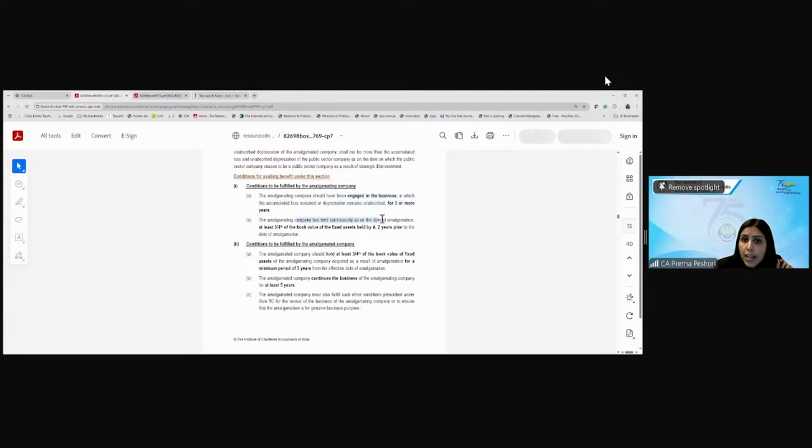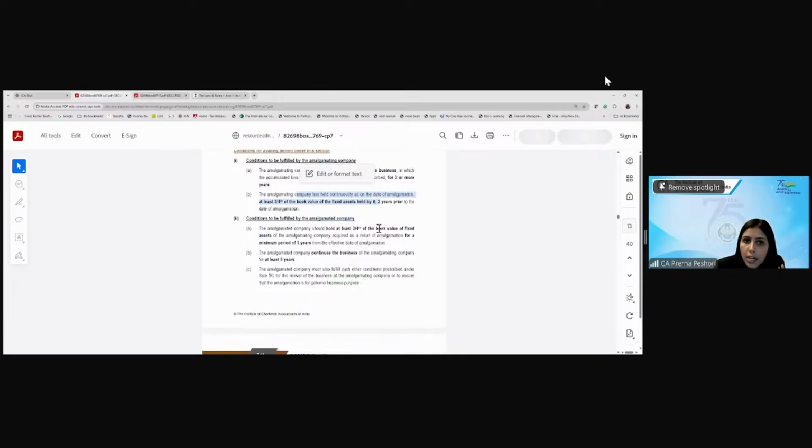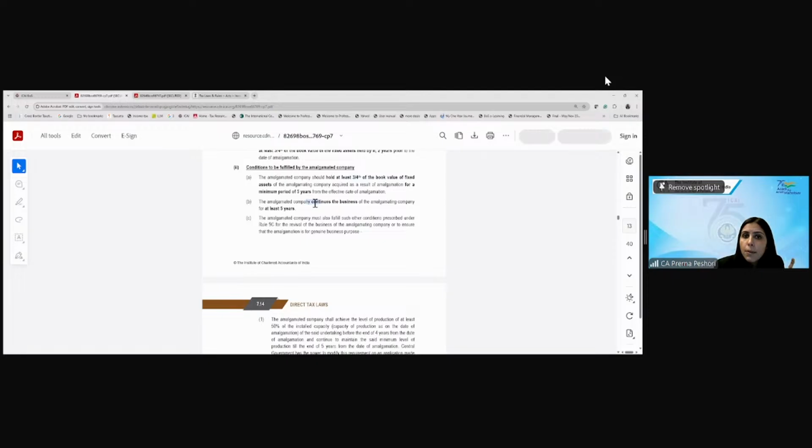Amalgamating company should have held on the date of amalgamation at least 3/4 of the book value of fixed assets held by it for 2 years prior to the date of amalgamation. The amalgamated company should also hold 3/4 of the book value of assets for a minimum period of 5 years from amalgamation. Amalgamated company continues the business of amalgamating company for at least 5-year period.